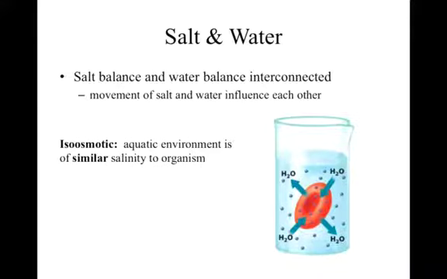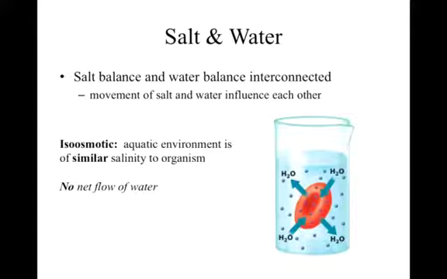Isoosmotic is the one you can't get confused. That's the one where everything's the same. So the aquatic environment is similar in salinity to the organism. And as a result, there's no net flow of water. There is flow of water. There's water flowing into the cell, but there's also water flowing out of the cell, and the two balance. So it's like your bank account. If you're making the same amount of money as you're spending, nothing's really changing.